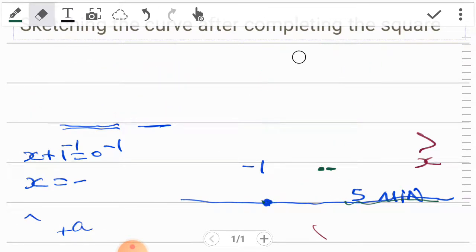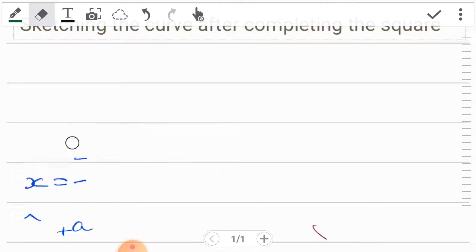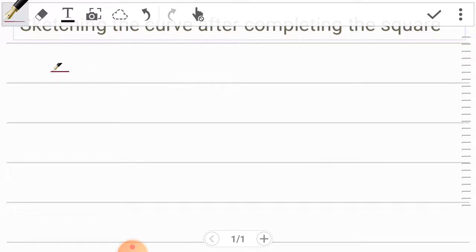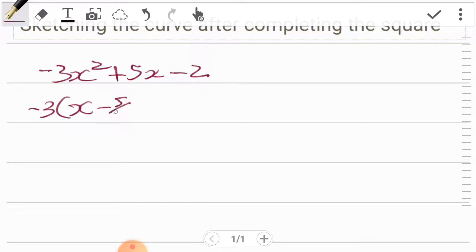All right, let us say we're looking at this other one. All right, here it is. In this case, let's say we have negative 3x squared plus 5x minus 2. And when we complete the square, we're looking at negative 3 times (x minus 5/6) squared, and we're going to have plus 1 1/12. All right, so when the square is completed, this is what we have.